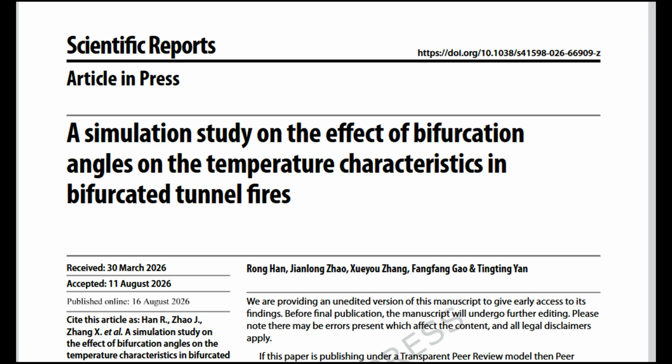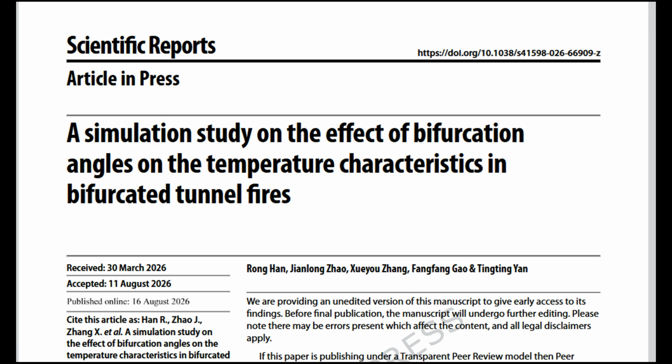They established that for every unit increase in the sine of the angle, which measures sharpness, the peak temperature adjustment factor increases by roughly 1.92. In practical terms, this means a tunnel designer must expect a noticeably higher thermal spike right at the junction if the split is sharp, purely because the smoke slams into the wall and piles up.